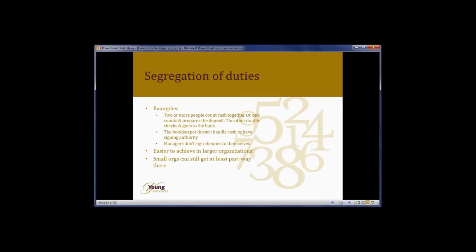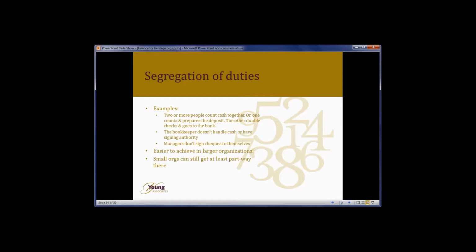For instance, a couple of examples to think about. I'm sure all of you are managing events where you're dealing with cash at the gate. So one strategy would have two people count the night's take together, or a different strategy would have one person deal with the count and prepare the bank deposit and hand it off to somebody else who double checks the deposit and goes to the bank the next day.